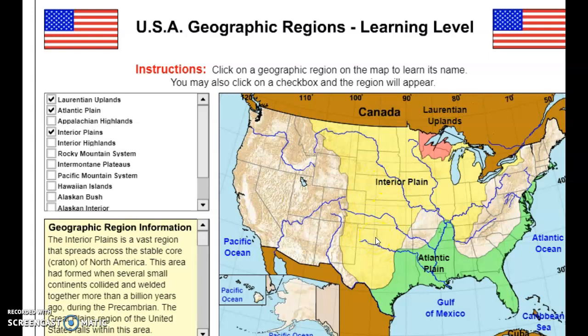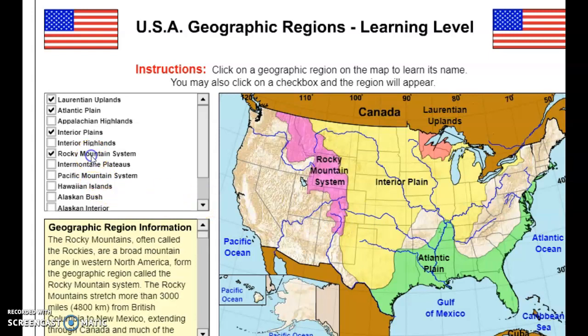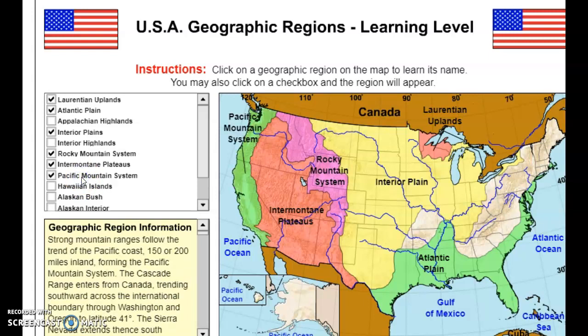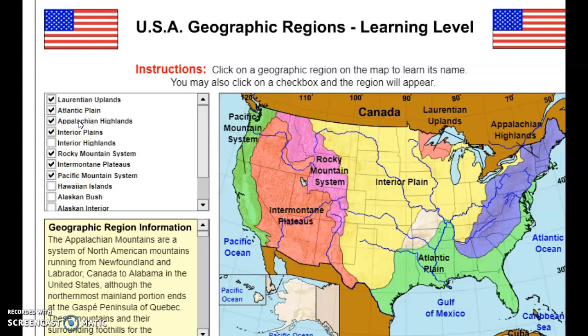You're going to learn where they are because the next level is going to be for you to put it on the map. Ideally, you will learn especially Rocky Mountain System, these parts. Intermontane Plateau, The Rocky Mountains, the Intermountain Plateau. I want you to also learn the Pacific Mountain Systems and the Appalachian Highlands. This is very important.